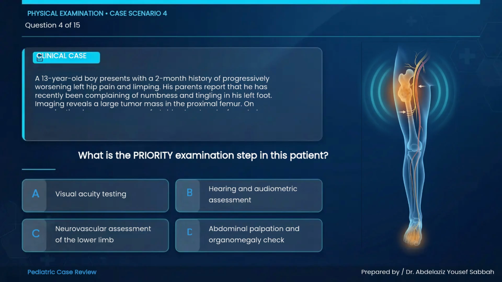Imaging reveals a large tumor mass in the proximal femur. On examination, he appears uncomfortable at rest and refuses to bear weight on the left leg. What is the priority examination step in this patient?